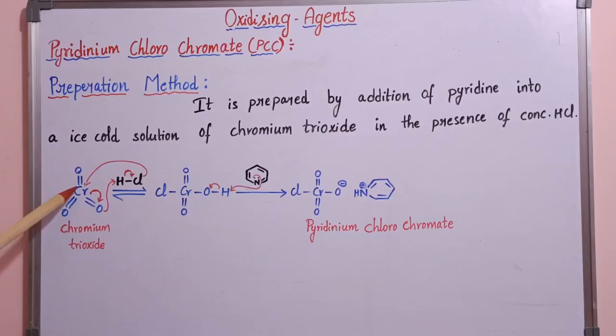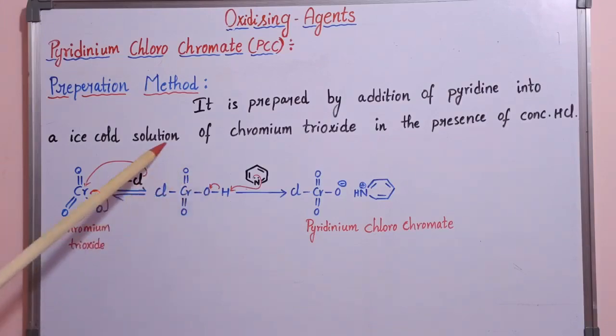When chromium gets a positive charge, we know HCl can break as Cl minus and H plus. So this positively charged chromium reacts with the negatively charged chlorine. Otherwise, negatively charged chlorine attacks the chromium, okay, and forms a Cr-Cl bond. And now when you are shifting this bond, oxygen gets a negative charge, no? This negatively charged oxygen reacts with this H plus and forms an O-H bond.